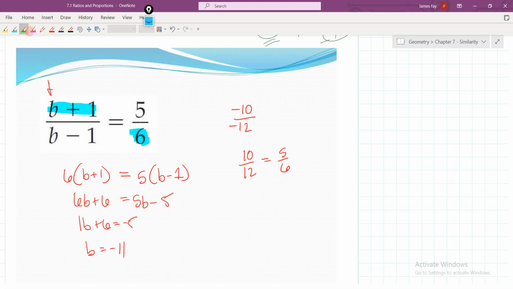But furthermore, if I don't want to reduce, I can just cross multiply again. What's 10 times 6? 60. What's 12 times 5? 60. And because those products are the same, that tells me I do indeed have the correct value for b.